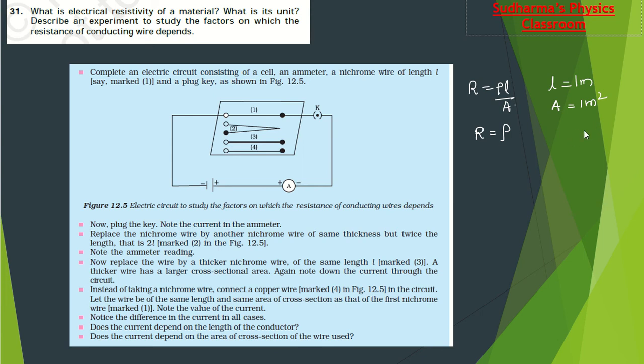area of cross section. This concept I have explained many times during the discussion, so I hope you have already learned about it. And what is the unit of electrical resistivity? From the equation R equals rho L by A, rho is equal to RA divided by L, right? Resistance is expressed in ohm, area in meter square, and length in meter. So ohm meter is the unit of electrical resistivity.